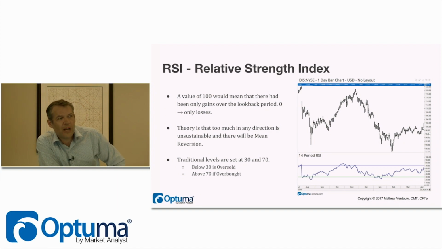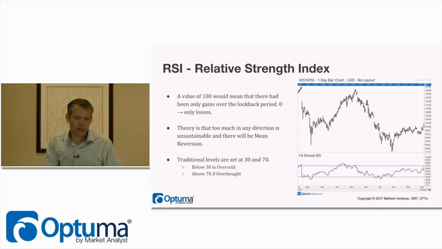So, when we have a value of 100 on an RSI, that just means that every single day in the look-back period was positive, and everything was going up. 0 would mean that it was all losses. So they're the extremes. Highly unlikely from a probability perspective. It just doesn't happen like that.